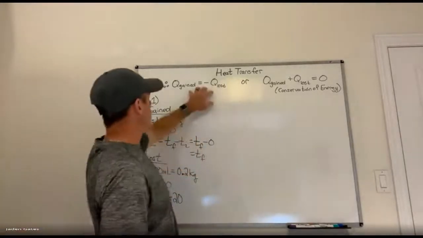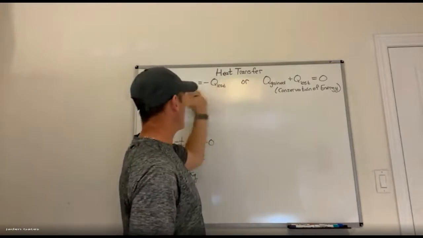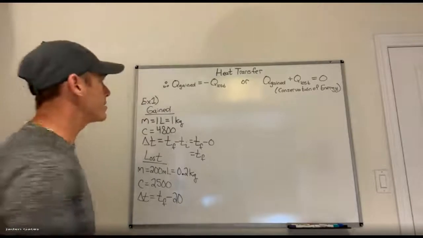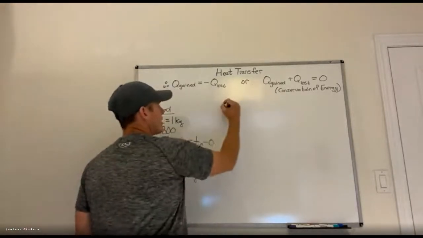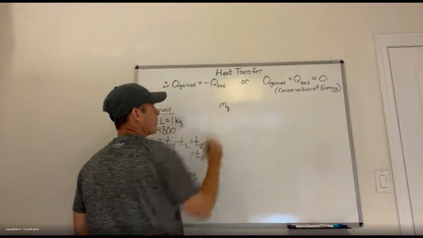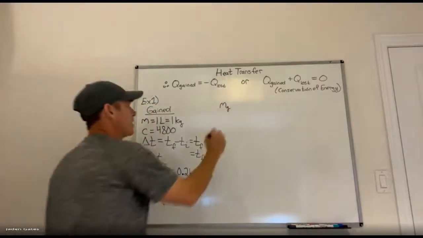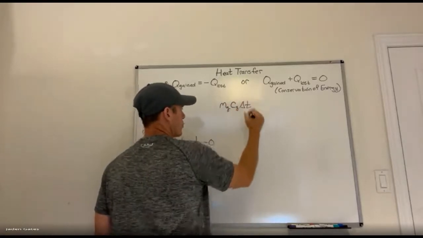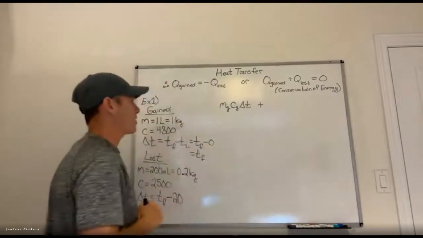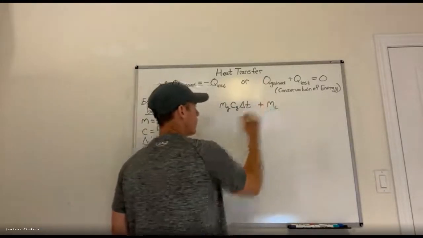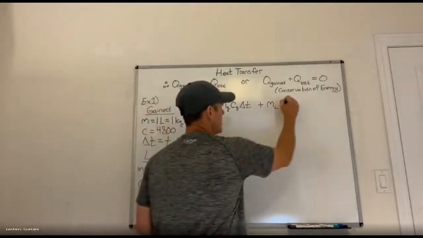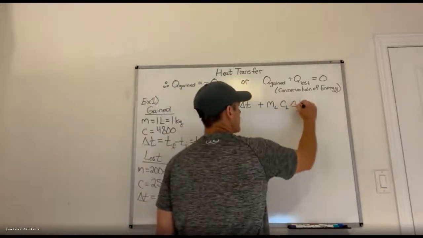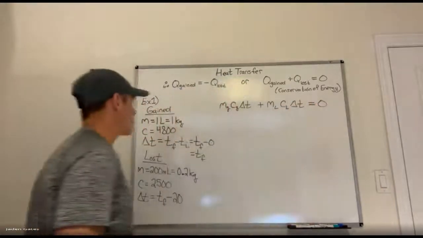Now, again, I don't like using the other formula, even though they are the same. I'm going to use Q gained plus Q lost equals 0. Which means when I'm finding Q gained, I'm going to take the mass of the material that gained the heat times the C value of the object that gained the heat times the delta T of that whole situation, plus the Q lost, where I'm going to have the mass of the material that lost the heat, the C specific heat capacity of the material that lost the heat, and then again times the delta T.